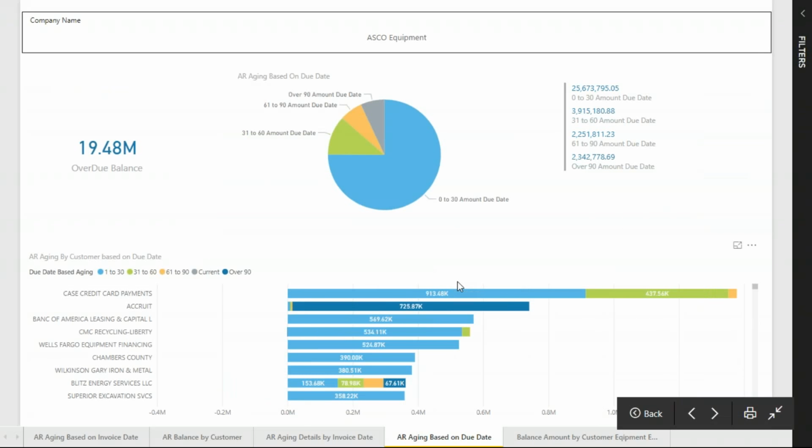This one's similar to what we saw on the first screen. It's just that those were based on the invoice date, so we start the age of the invoice from the day it's invoiced. Now this one is based on the due date, so the aging here starts after the due date is hit.